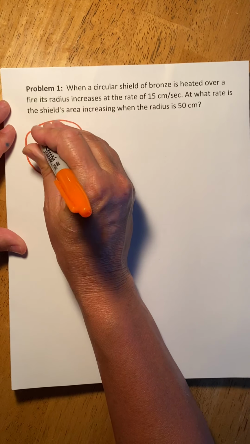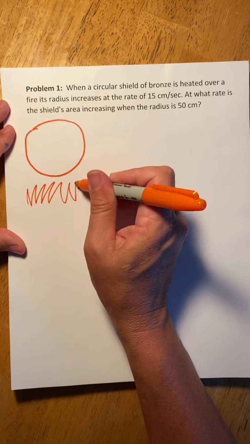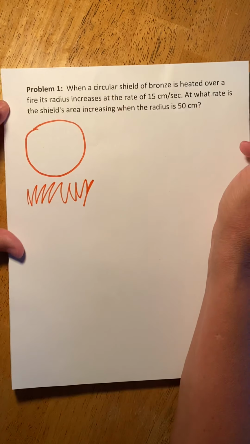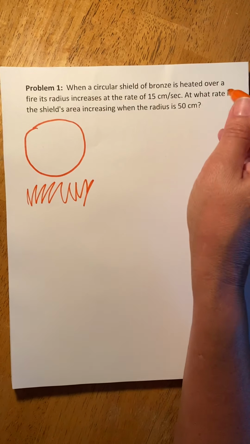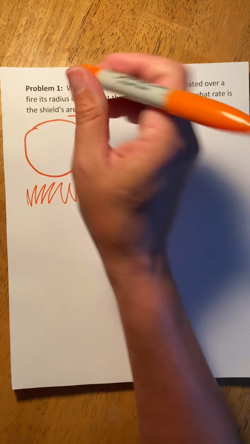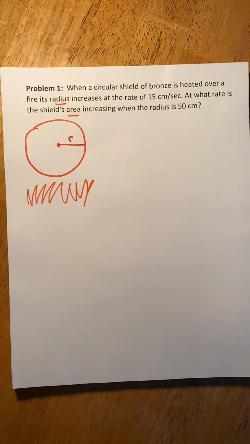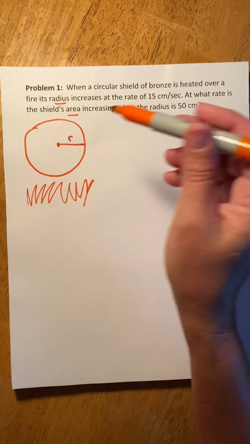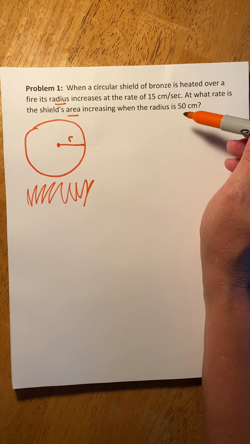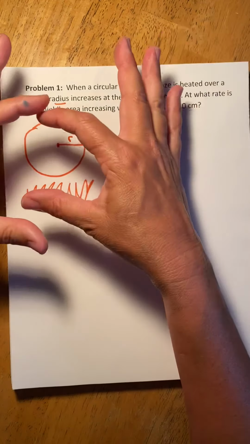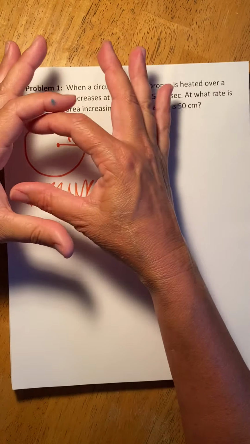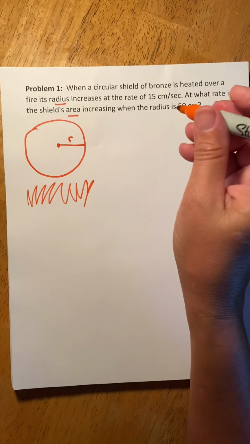So I have my circular shield and it's getting heated over fire, right? And this guy is increasing. So I have my circular shield, I see area and I see radius. Right, so this is my radius of my circular shield. Now my radius is changing, thus the area is changing. And as the radius changes, the circular shield is getting bigger and bigger. I'm going to take a picture right here when the radius is 50 centimeters, because that is when I want to know how the area is changing. We're going to worry about that afterwards.